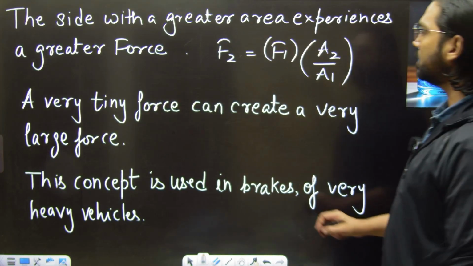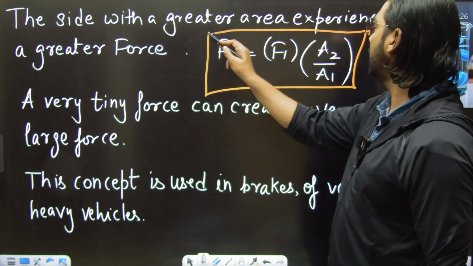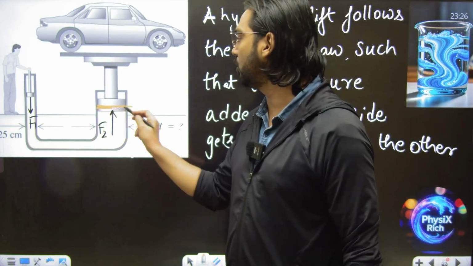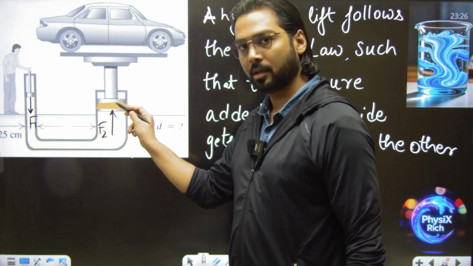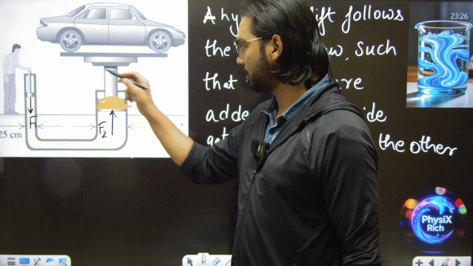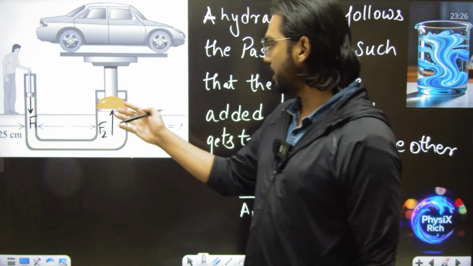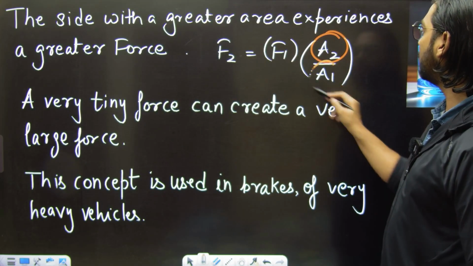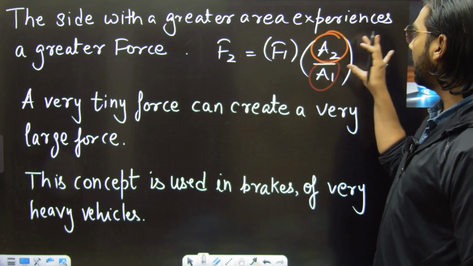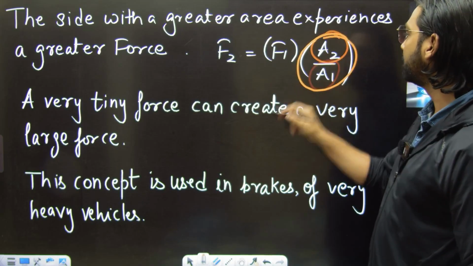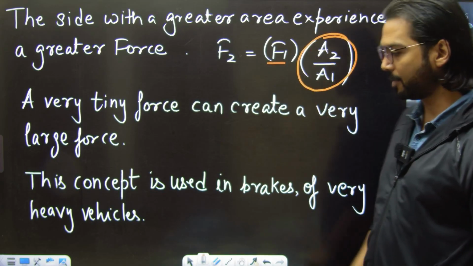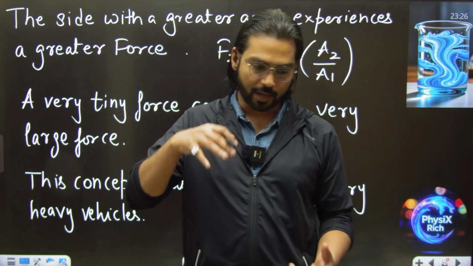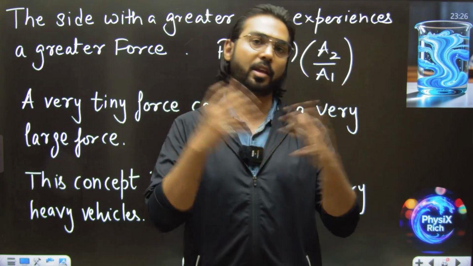Now, this force becomes F2 equals F1 times A2 upon A1. As you see over here, this is A2, the area of the other side of this device where the car is resting. This area is quite large. Large area upon small area gives me a very large number, and that gives me a very big multiple to F1, and F1 was the force applied by the man. So it sort of works like a force multiplier. If you push with some force on one side, it's going to give you a large amount of force on the other side.